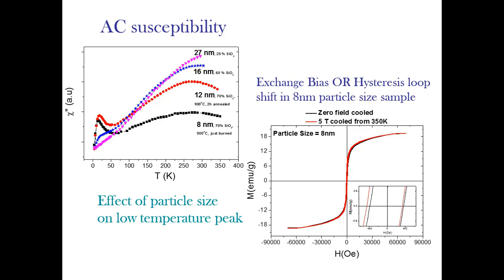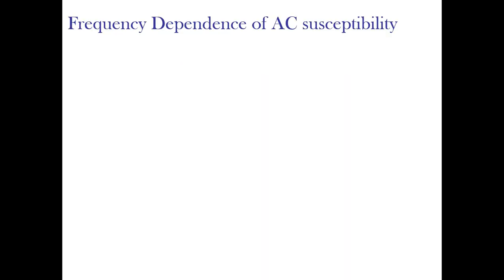Next, in the figure on the right side, the exchange bias or shift is presented in the inset. You can see there is a clear shift in the 5 Tesla field cool loop, which gives the information that some kind of exchange bias is present in this system, which is due to the core shell interaction.